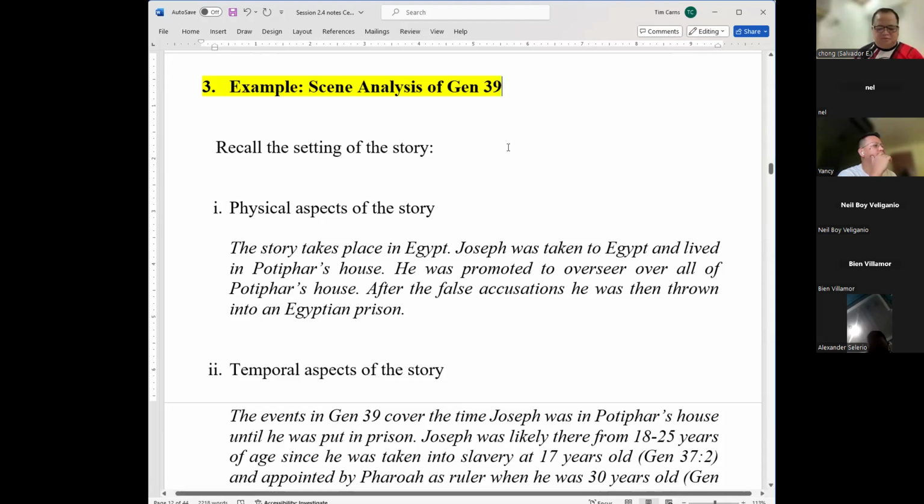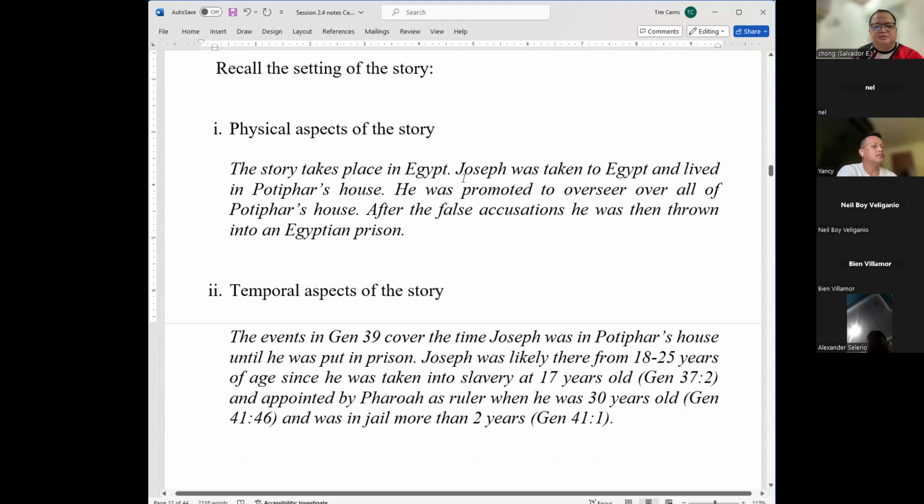Genesis 37 was when the story opened with Joseph and then his brothers being angry with him, selling him into slavery. And then we had Genesis 38, which was sort of this break, focusing on Judah and Tamar. And then we're back to Genesis 39, and now he's in the household of Potiphar, who was the one who purchased him.